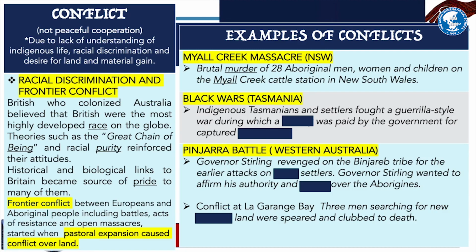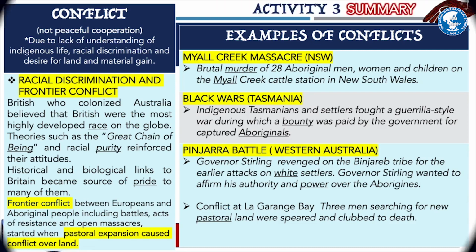Indigenous Tasmanians and settlers fought a guerrilla-style war during which a bounty was paid by the government for captured Aboriginals. And the Pinjarra Battle in Western Australia: Governor Stirling took revenge on the Pinjarra tribe for earlier attacks on white settlers, and Governor Stirling wanted to affirm his authority and power over the Aboriginals. And conflict at Lagrange Bay: three men searching for new pastoral land were speared and clubbed to death.